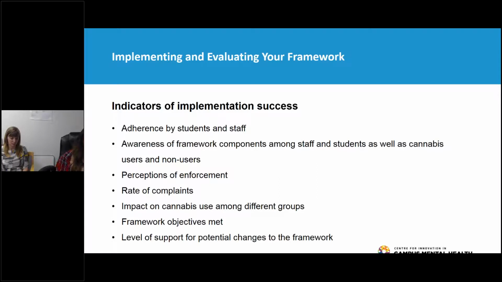So here are some indicators of implementation success that you can refer to when thinking about evaluation: adherence to the framework by students and staff, awareness of the framework components amongst campus constituents, perceptions of enforcement, rate of complaints, impact on cannabis use among different groups, whether or not the framework objectives have been met, and the level of support for potential changes to the framework.